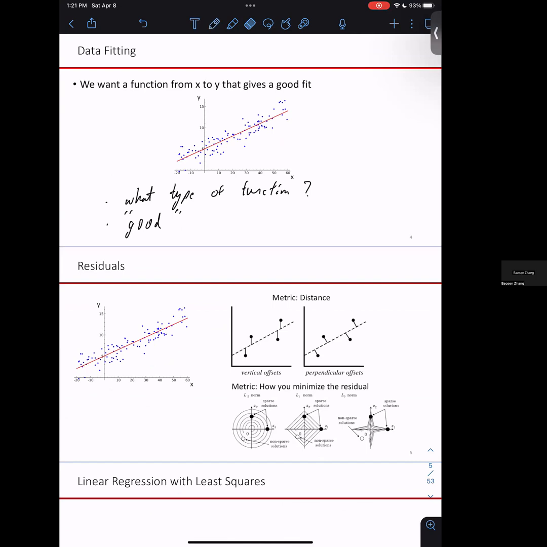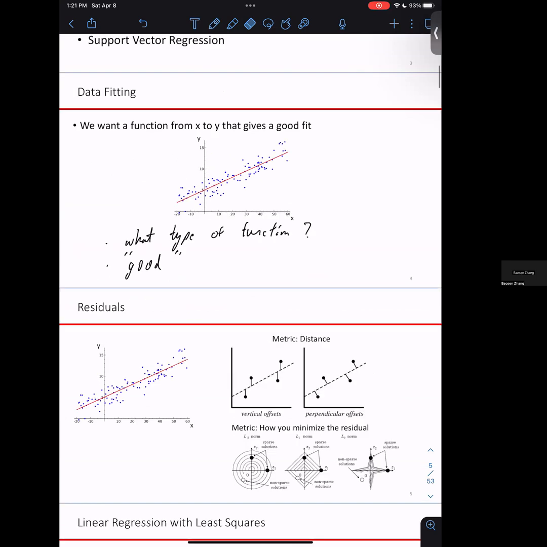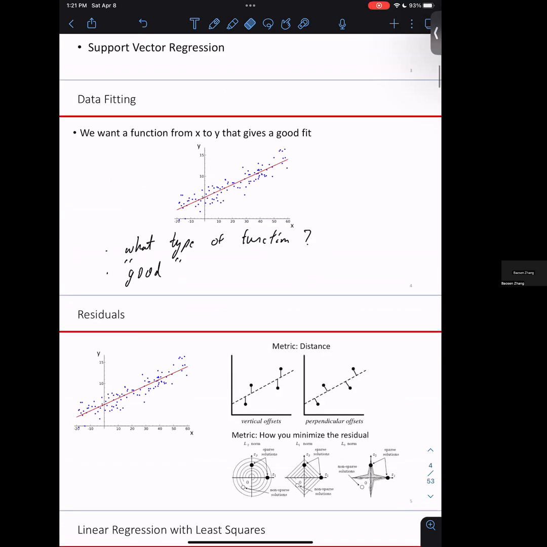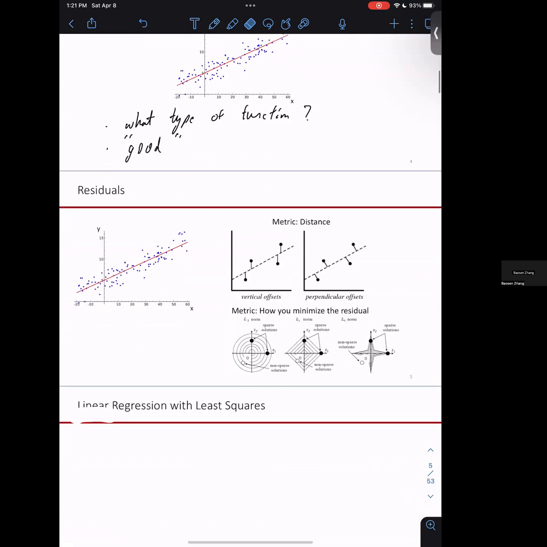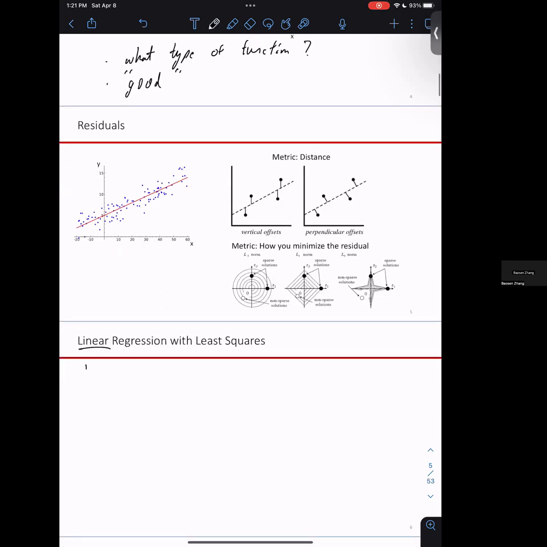And we're going to look at the simplest case, where you have a linear function that you want to fit. So you think of y as a linear function of x. And least squares is when you measure the error using the squared error, using the 2 norm.